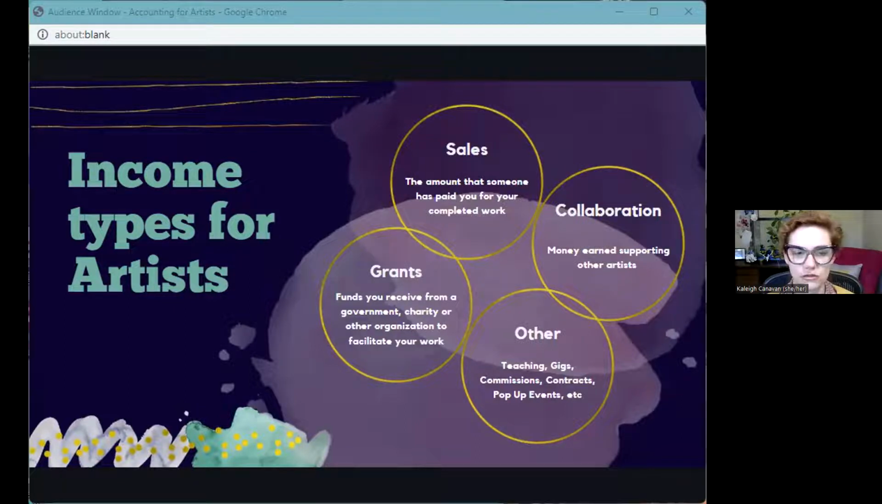I'll dive into that a little bit later, but typically they are referred to as reportable, but not taxable. You'll want to factor that into your total income because the IRS wants to know that it happened, but that doesn't mean that it's going to generate tax burden necessarily, as long as you've used those funds in the ways that the grant intended. And then other stuff along the way is if you teach or have one-off gigs, commissions, pop-up events, royalties, all of those things go into the big ball of wax that is your art business.